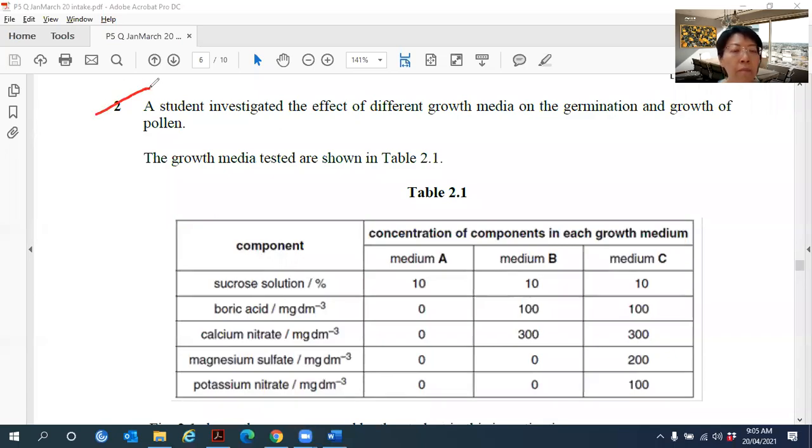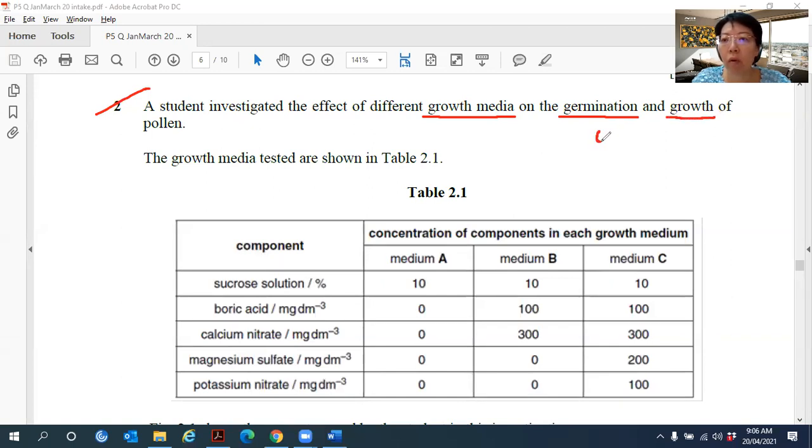Okay, for question 2, a student investigated the effect of different growth media on the germination and growth of pollen. So it's interesting, one growth medium, many growth media. Okay, so there are 2 things to be examined here. One is germination, and the other one is growth. So both are different things, right?